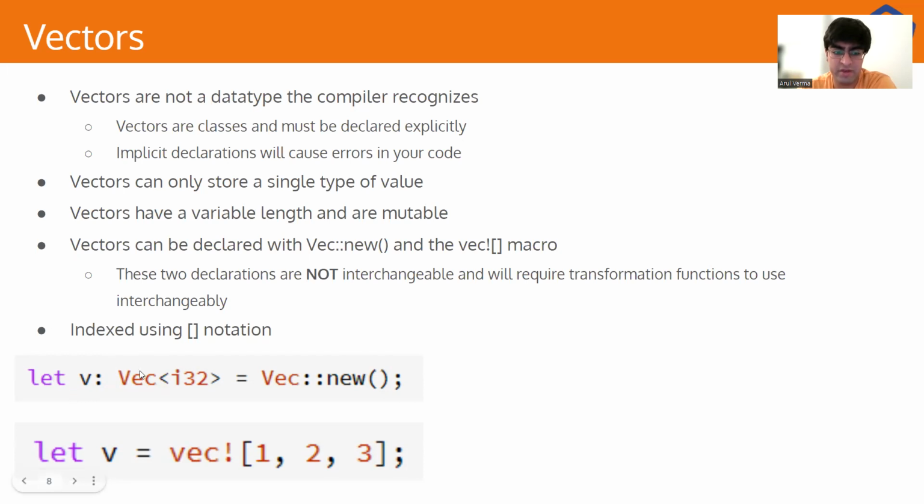So you can see here, let v: Vec<i32> = Vec::new(). This inherently sets the size to 0. And you can also use the macro for vec, vec!, which also declares a vector. It's important to know that Vec::new and the vec macro are not the same. These are not the same data type in the compiler. So if you want to use them interchangeably, you have to use a transformation function, but both of them are indexed using the square brackets notation. So you can access one here with v[0], and this would be v[1], v[2]. So this is a bit about vectors.